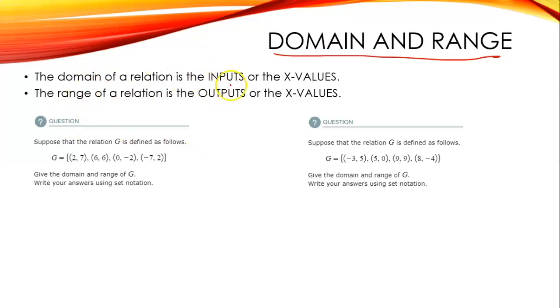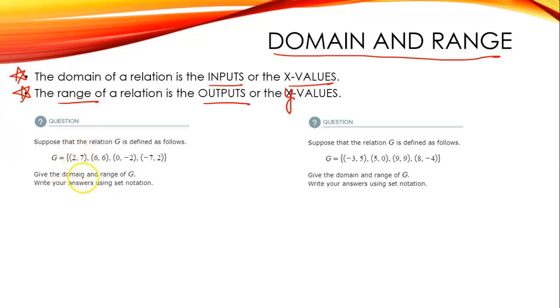The domain is just the inputs or the x values. The range is the outputs. Oops, that should say the y values here. I have a typo, so be careful. That should say the y values. I want you to stop for a minute and write these two definitions down.